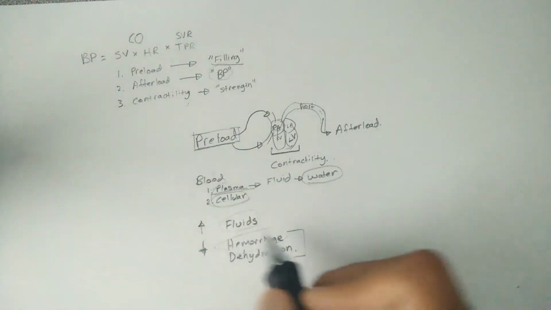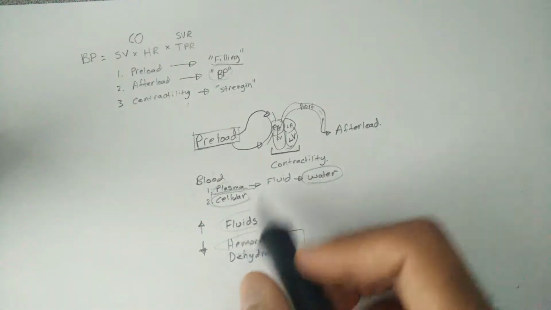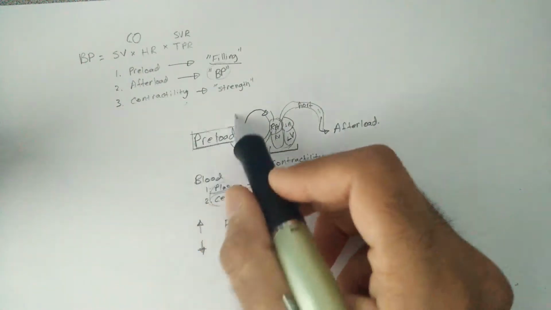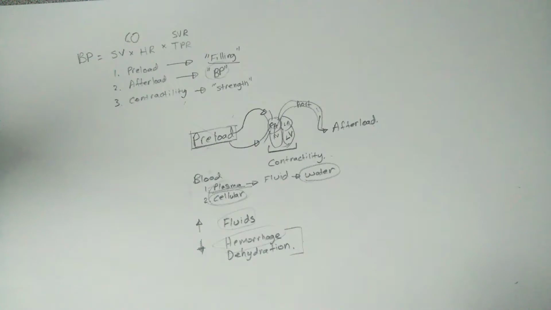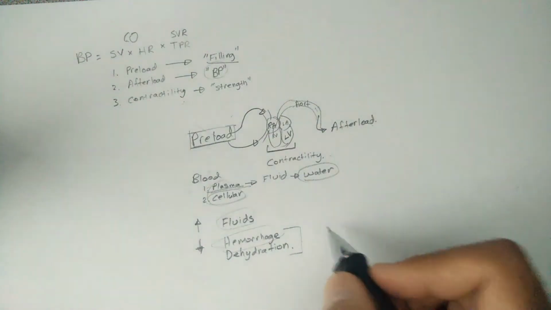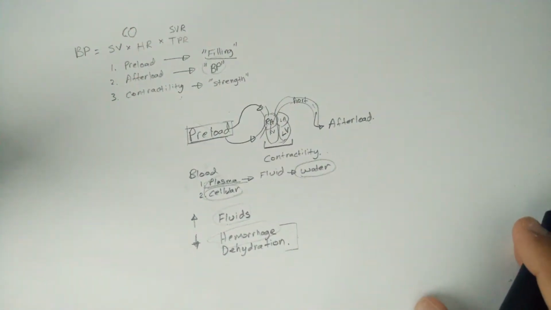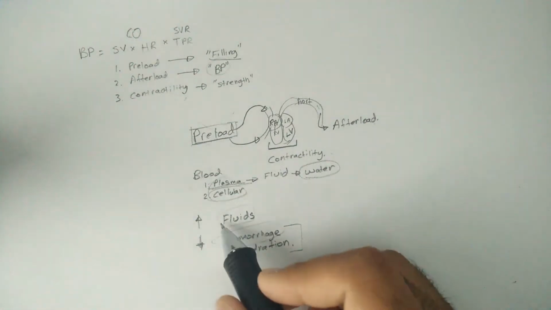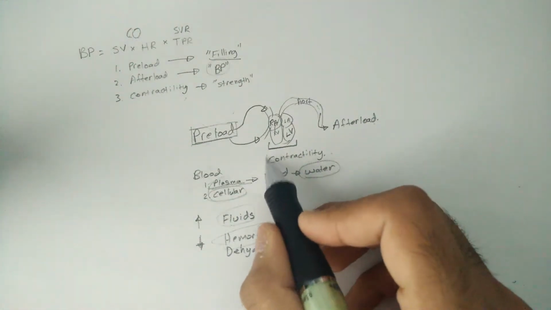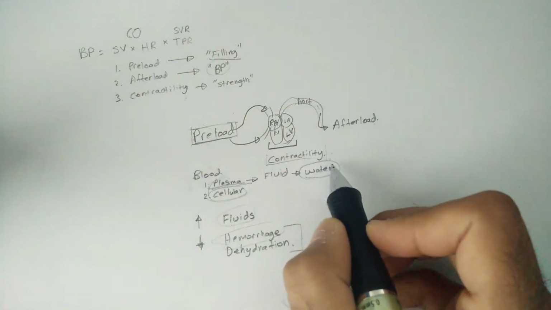And how do we treat hypotension? We always give fluids, right? Because we want to make sure that we take this out of play when we want to treat someone's hypotension. So that's preload. Next, let's talk about contractility.